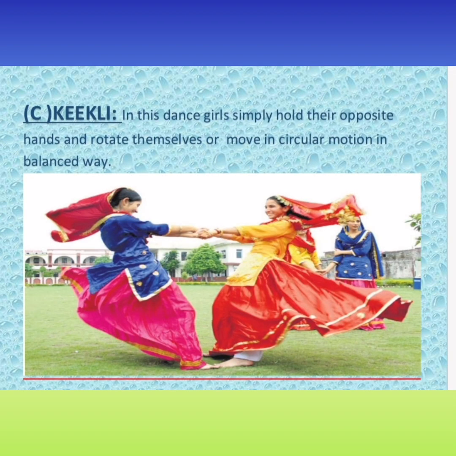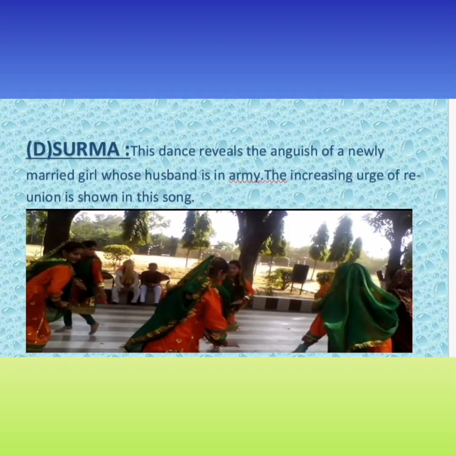In Kegli dance, girls simply hold their opposite hands and rotate themselves or move in circular motion in balanced way so that they don't fall off. Next is the Surma dance. This dance reveals the anguish of a newly married girl whose husband is in army. The increasing urge of reunion is shown in this dance.